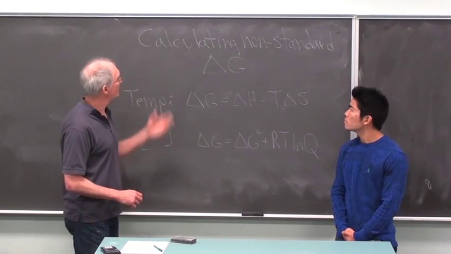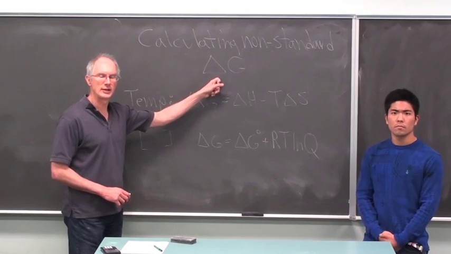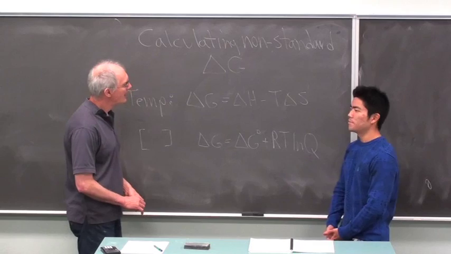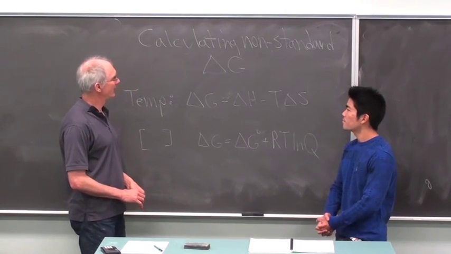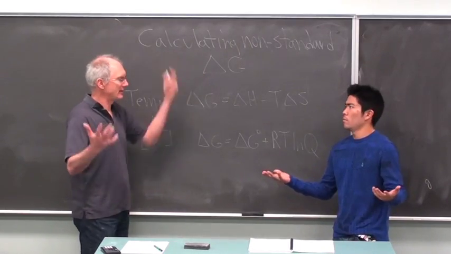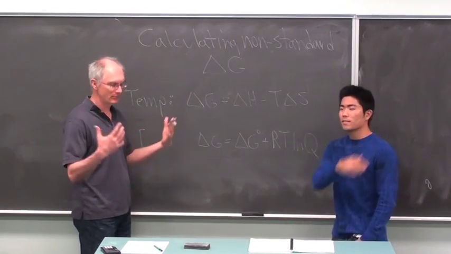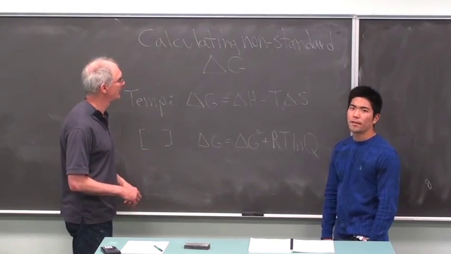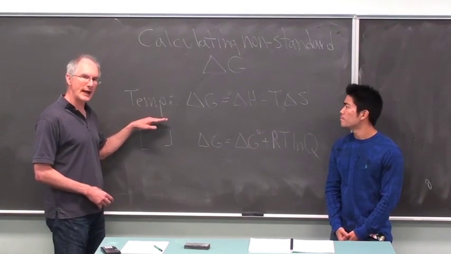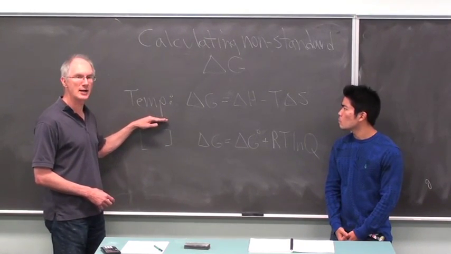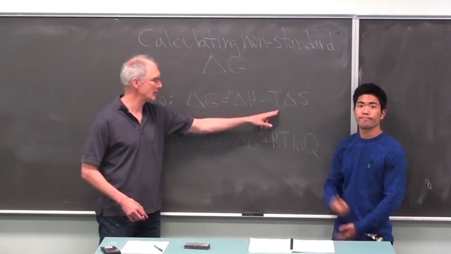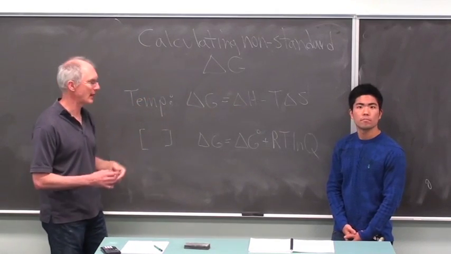The second part is about calculating non-standard delta G's, and non-standard conditions. And you might be asking, well, why are we going back to delta G? That's thermodynamics. Well, thermodynamics and equilibrium, it's all one thing. It's all chemistry. And remember back to thermodynamics, we figured out how to calculate delta G at non-standard temperatures. Delta G equals delta H minus T delta S. Put in a non-standard temperature, you can calculate delta G at that temperature.